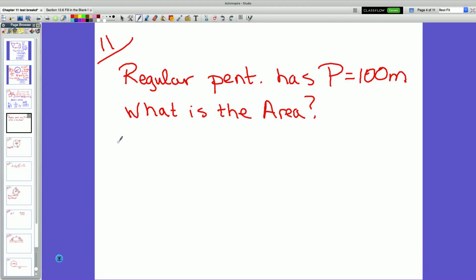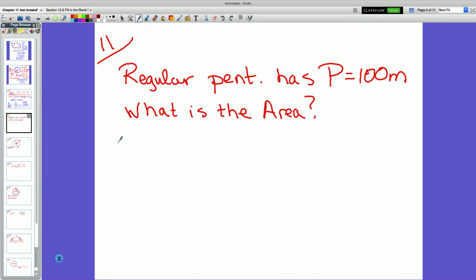Here with number 11, which is kind of a word problem. It's given to you in words, but it's not really like a word problem. All right, so number 11 says regular pentagon. Regular pentagon has a perimeter of 100 meters. What is the area of that pentagon?